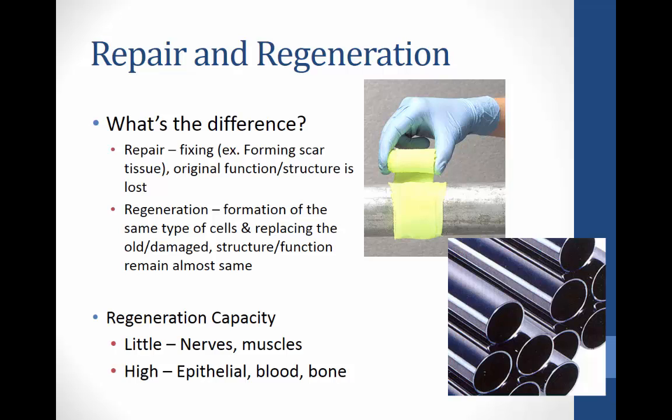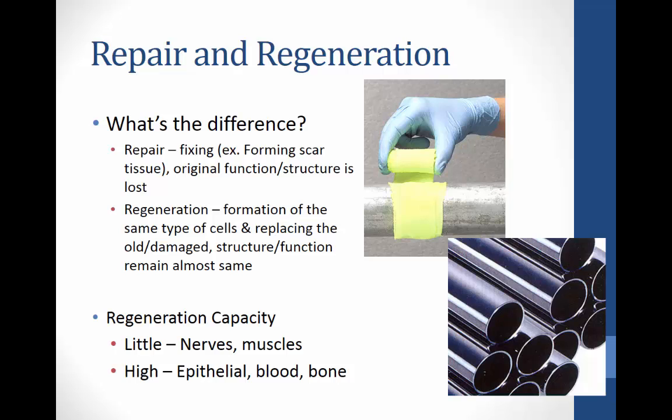After injury, processes occur, depending on the type of tissue, where the cell may have an ability to either regenerate or repair itself. While sometimes these words are used interchangeably, they indicate very different processes within the healing cycle. Repair is fixing the damaged tissues. Unfortunately, the original function or structure is lost, and the repaired tissue is slightly different than the original tissue. This can sometimes happen in muscle injuries.